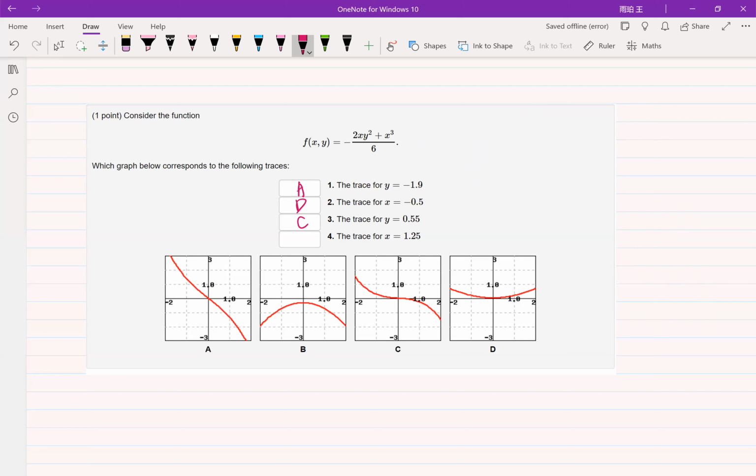And then we can sort of still eyeball it for the fourth question. We know that the sign before y squared is going to be negative when x is equal to 1.25. So we don't need to do any more calculations and directly conclude that the graph we want is B.